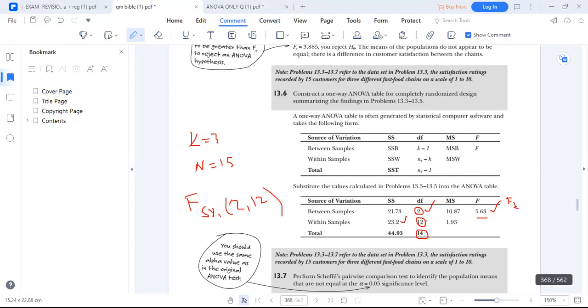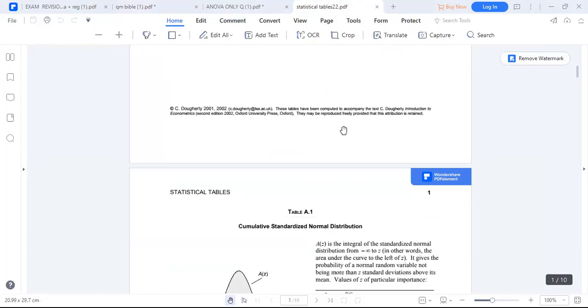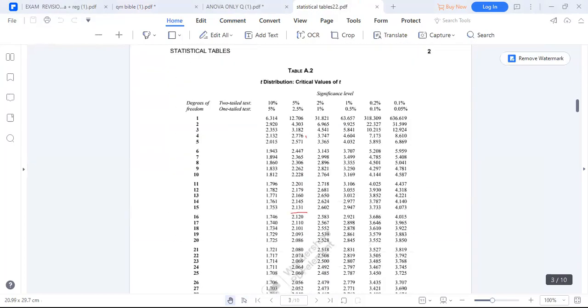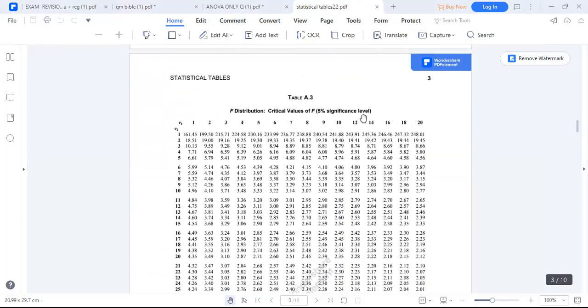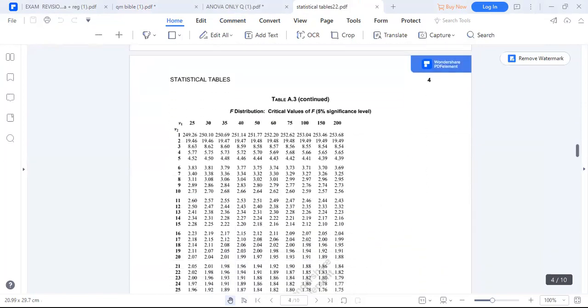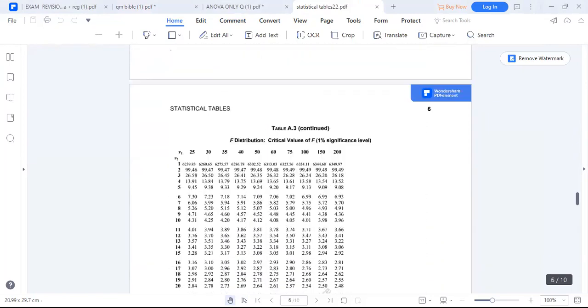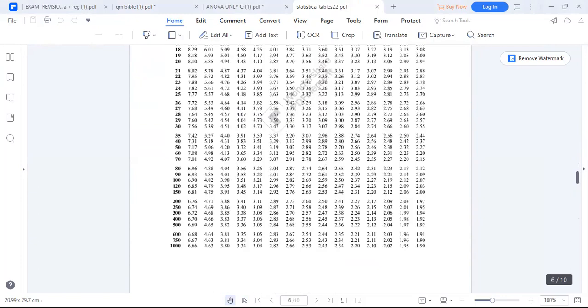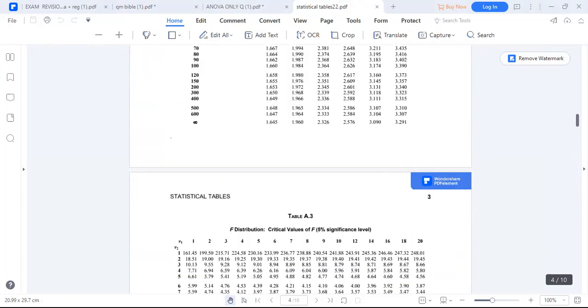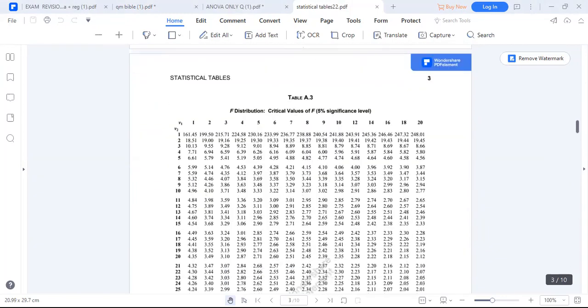So let's go to our statistical tables. We go to the F table, which is the table we've never used. The percentage is the title of the page. So we have the 5% table, a 1% table, and a 0.1% table. Here we're going to use our 5% table, because we're given 5%.